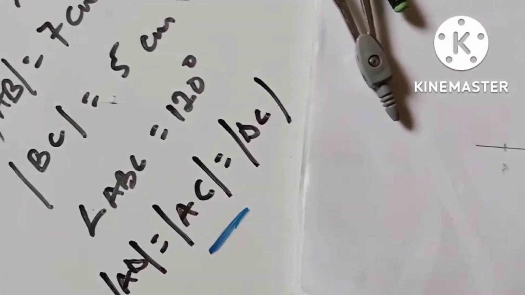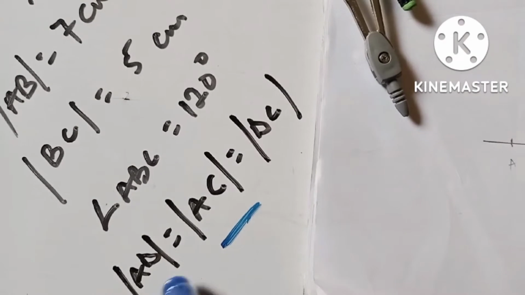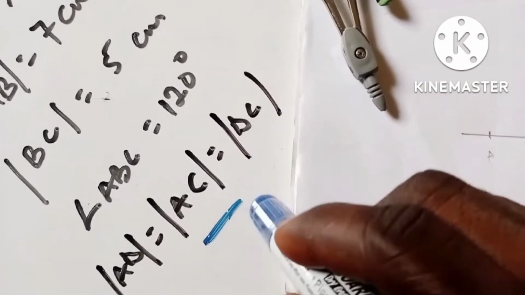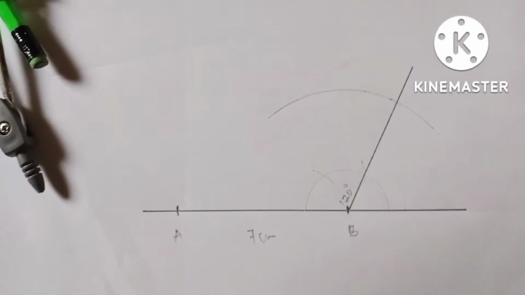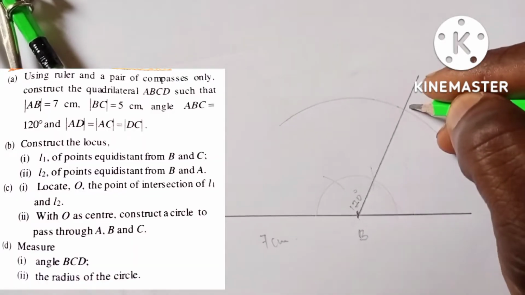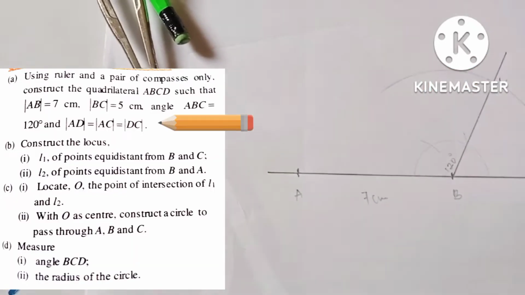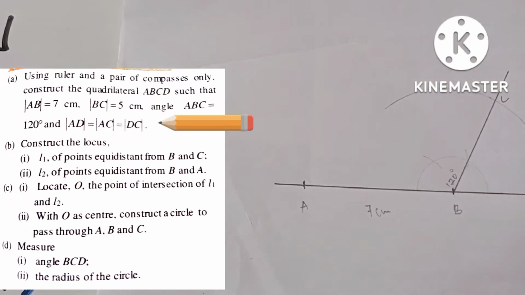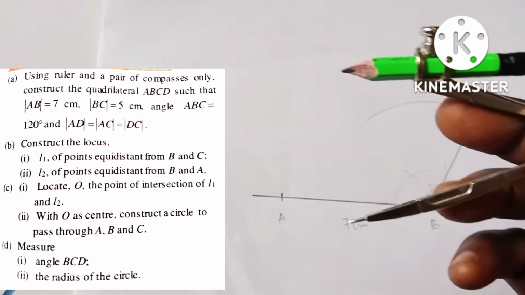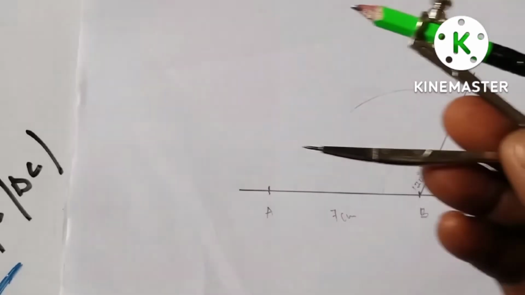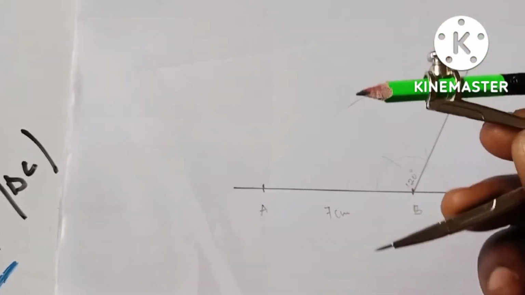So we are told that the line A to D is equal to A to C, as well as equal to D to C, right? From the information that we have, we can easily determine that here is our C. So C is on this curve here. We can easily determine the value of A to C by taking our pair of compasses, or maybe a divider if you have that. But if you don't, don't worry. Here we are only going to use a pair of compasses.